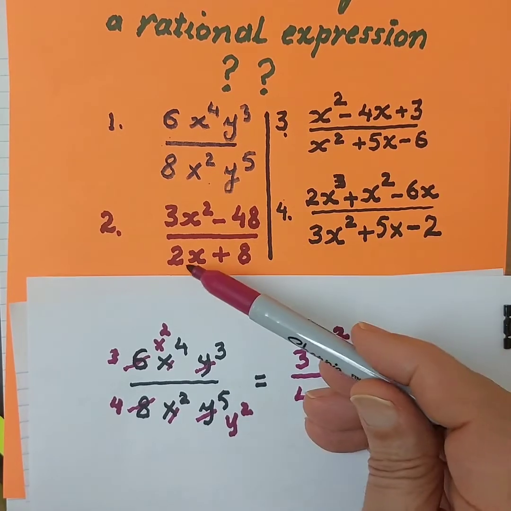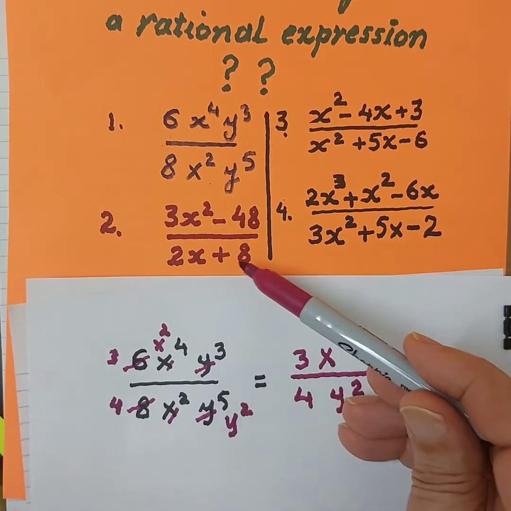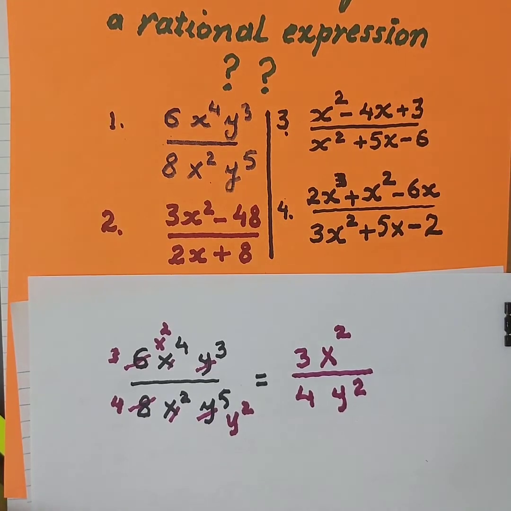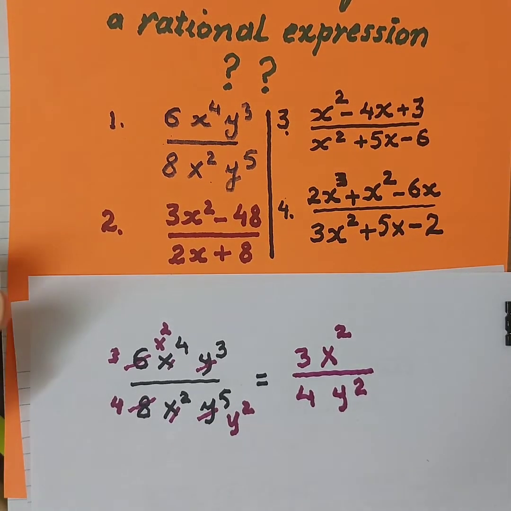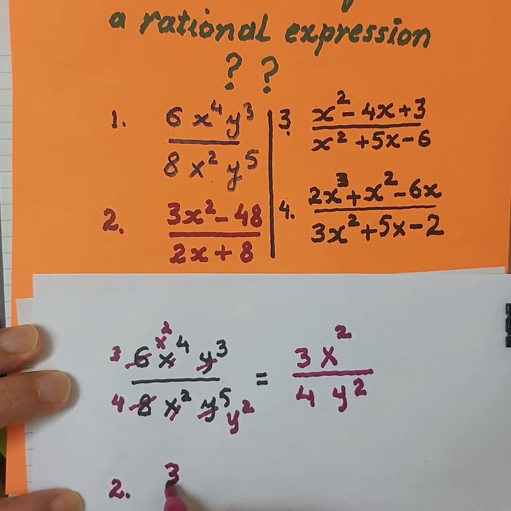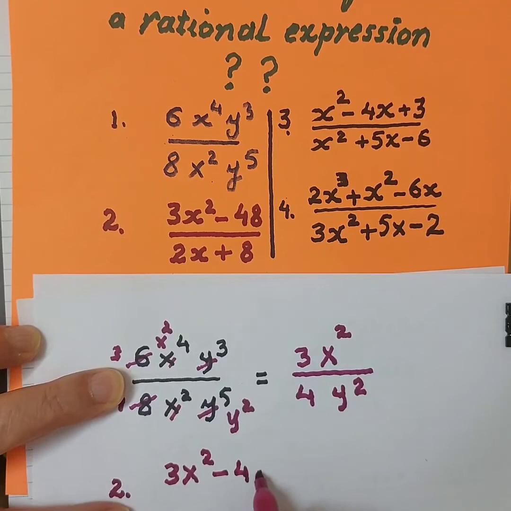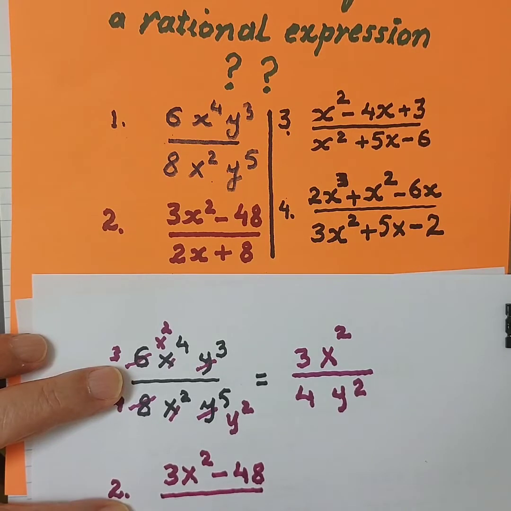Factoring. Also here, there is a common factor. We can make factoring. There are two terms here, and here two terms also. So the factoring is the first step we will do. To write this exercise, 3x squared minus 48 over 2x plus 8.